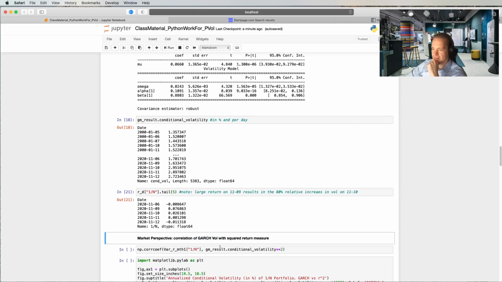And for these parametric models, you see now they will give us different results. Because I'm here checking the variance method 1, which are squared returns, and I compare that to the conditional volatility to the power of 2, both applied to the equal weight portfolio. Any idea of how large the correlation is?